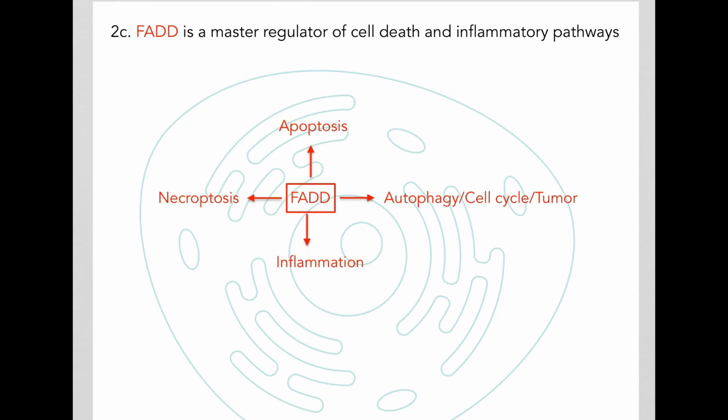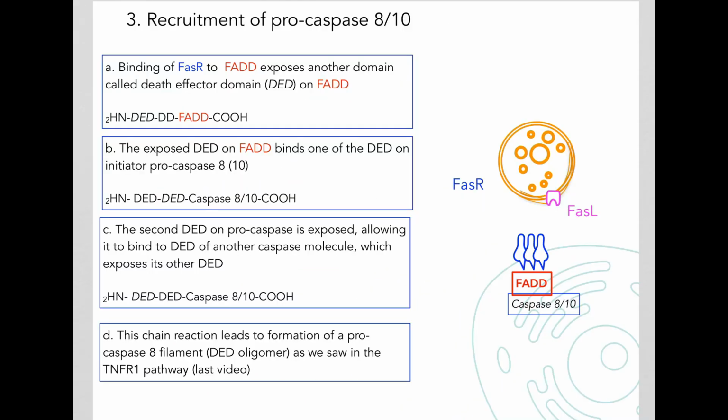Recent research shows that FADD is involved in many cellular processes besides cell death by apoptosis or necroptosis or even autophagy. It's involved in the cell cycle, in tumor progression, and is very important in inflammation. So sometimes it's considered a master regulator of cell death and inflammatory pathways. As a healthcare professional, it's very important to appreciate and understand this protein, and that is called FADD.